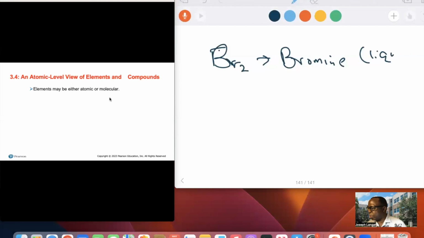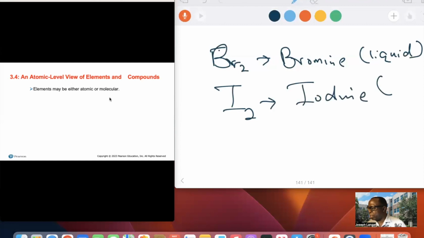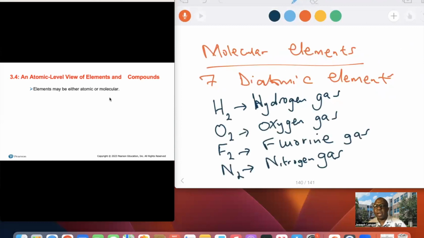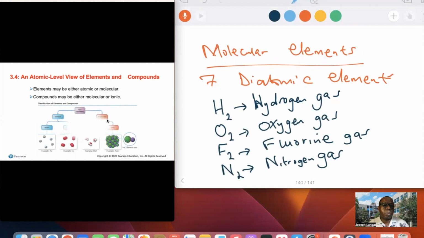Liquid. All right, it's liquid at room temperature. And iodine, this is iodine, and it is solid at room temperature. Where am I going with this? These are diatomic. When we say molecular, they are diatomic, maybe either molecular or ionic.